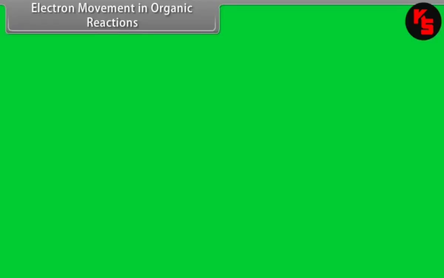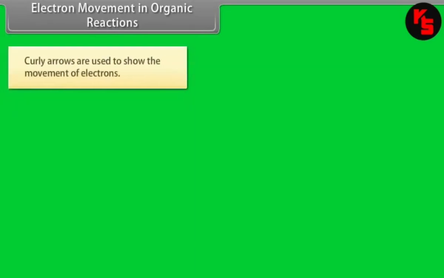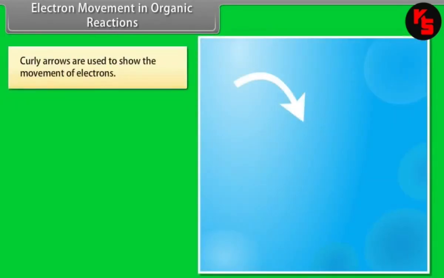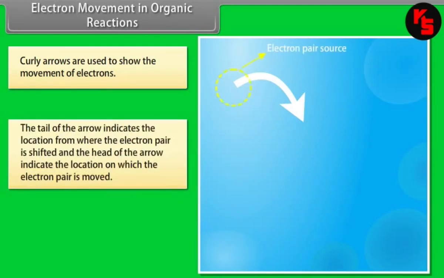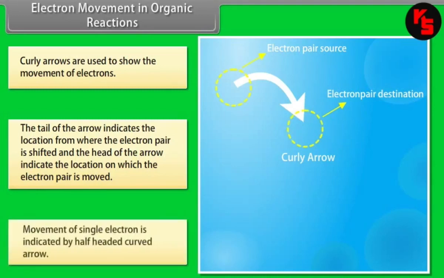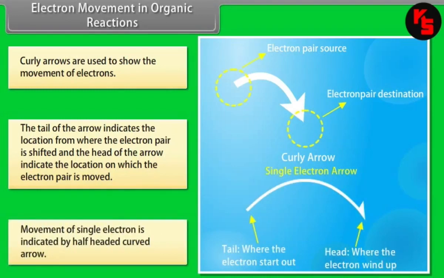Electron movement in organic reactions. Curly arrows are used to show the movement of electrons. The tail of the arrow indicates the location from where the electron pair is shifted, and the head of the arrow indicates the location to which the electron pair is moved. Movement of a single electron is indicated by a half-headed curved arrow.